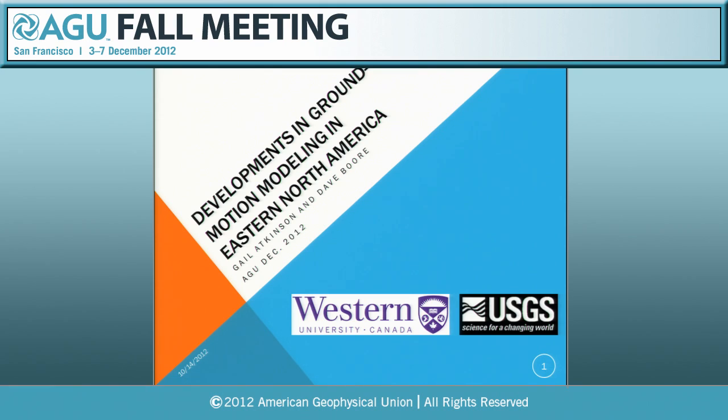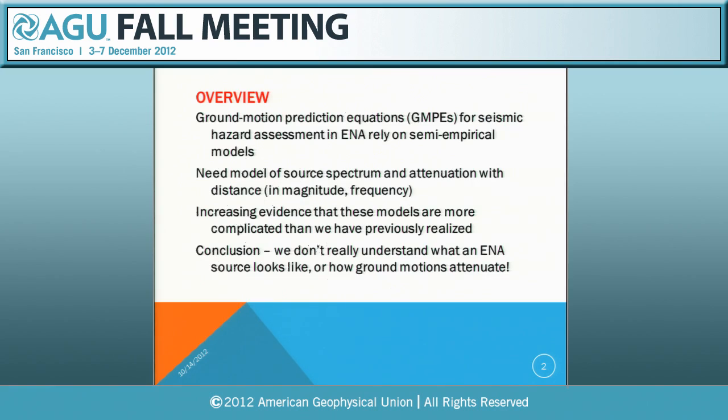But in the meantime, I'm going to talk about developments in ground motion modeling in Eastern North America. The brief overview of this talk, and why this is important, is that ground motion prediction equations, which are kind of the backbone of seismic hazard analysis, rely on a lot of semi-empirical models of the ground motion. In particular, we need a model of the source spectrum and how it attenuates with distance in both magnitude and frequency space. As we gather more data in the East, we find increasing evidence, and I'm going to present some of this today, that some of these models are actually more complicated than we previously realized.